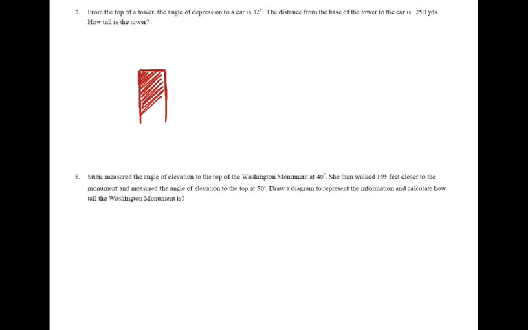So I'm going to draw a tower here. Again, you don't have to draw anything fancy in terms of the tower. You can literally just draw a vertical line. It's up to you. And then the angle of depression is from the horizontal at the top of the tower to the line of sight, which is down to the car. So if that's 32 degrees, I'm going to use that to say the angle down at the bottom of this triangle is also 32 degrees. And the question is, how tall is the tower?